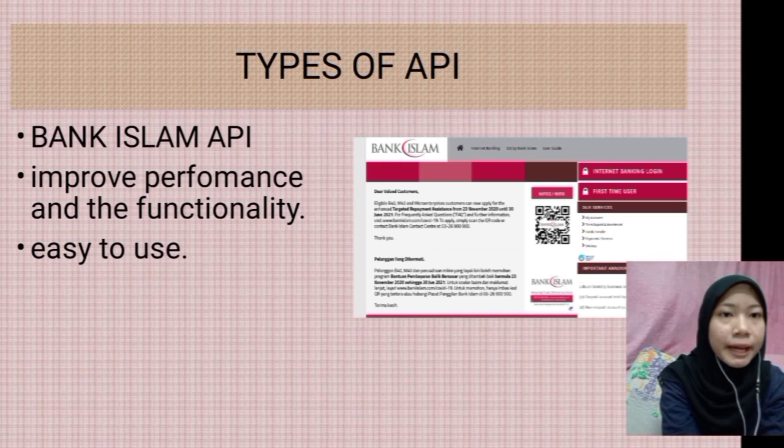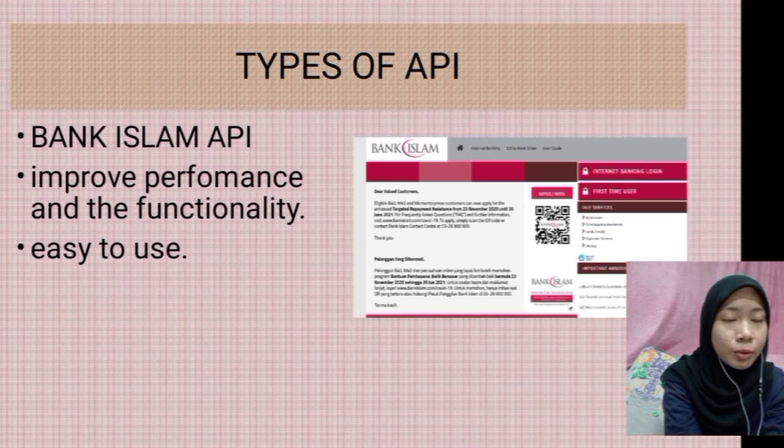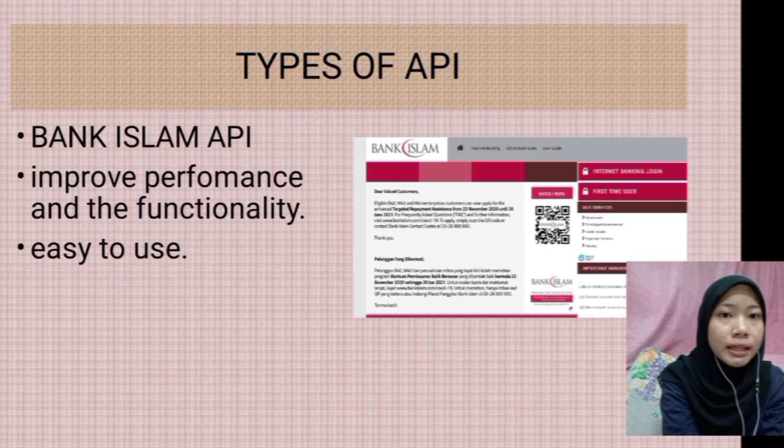So for the types of API, there are many APIs that I found on this website. One of them is Bank Islam. This API improves performance and functionality. It is easy to use by the user because we just need to click the link, then the system will connect to the website, so the user does not have to open more websites to do different activities.